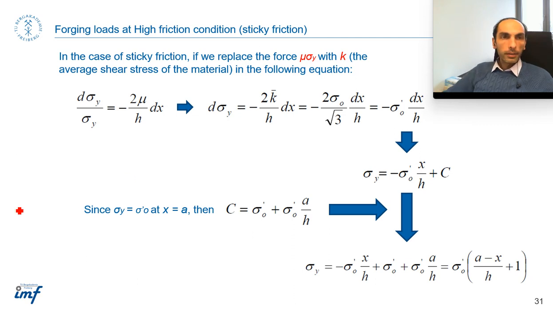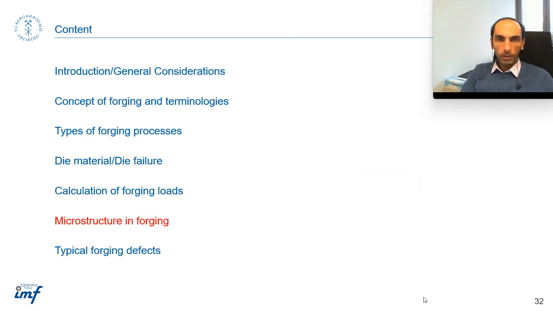Then we can continue the calculation for sticky friction condition in this way. Then some simplification of the equation. You can simply follow the equation and then integration, and then again you should obtain the constant from the boundary condition. You can obtain the C value and then the final equation. So you can see 3 terms here: A, H, the geometry, and the flow stress of the material are playing the main role in this equation.